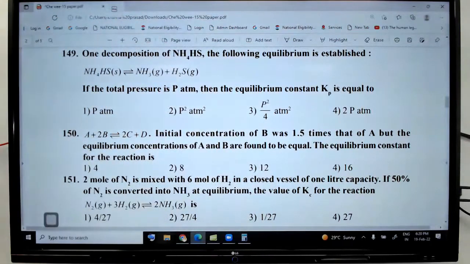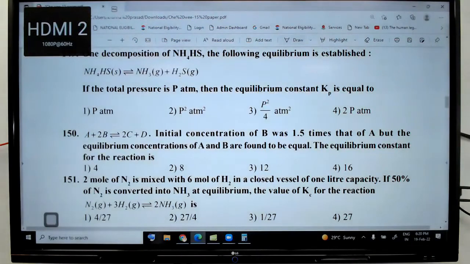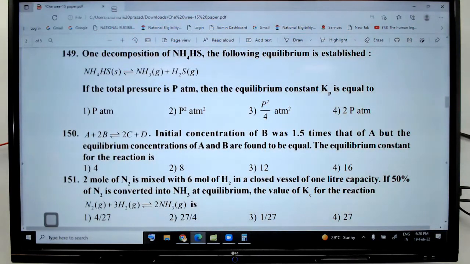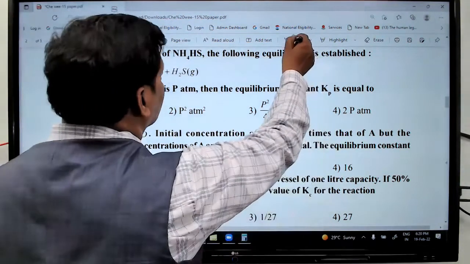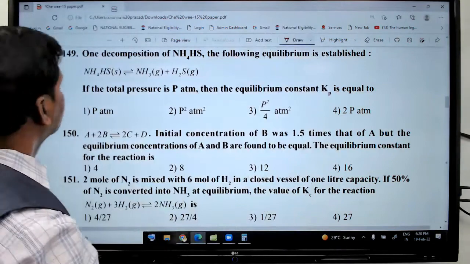Question number 149. Acha, decomposition of ammonium hydrogen sulfide solid. The following equilibrium is established. If the total pressure is P atm, then equilibrium constant Kp is equal to. Acha, for our kind of information, this is very simple.